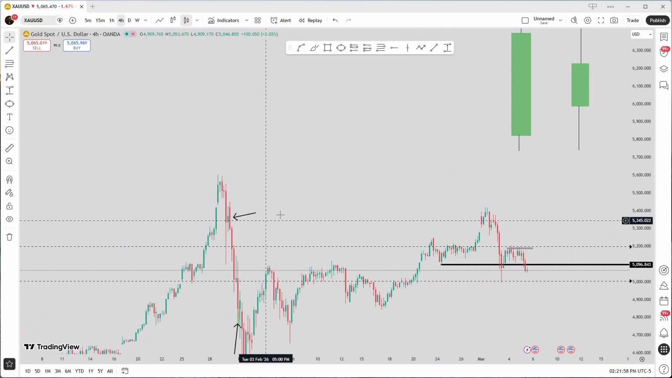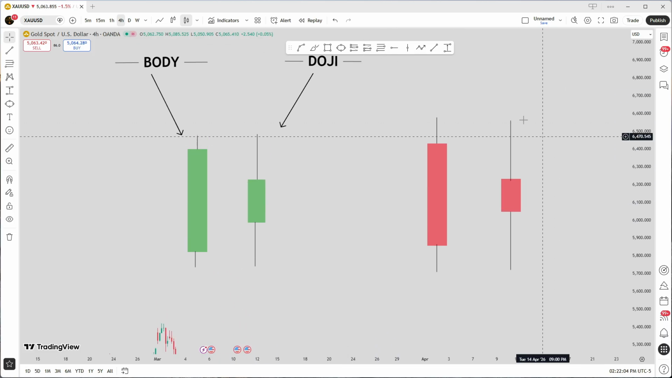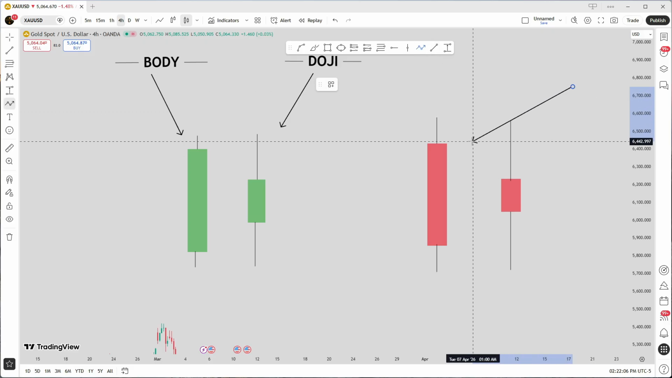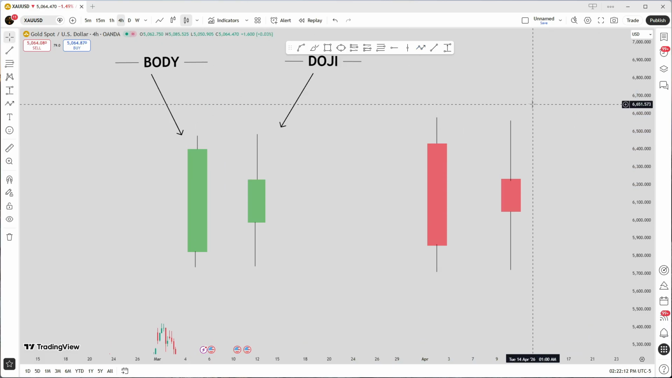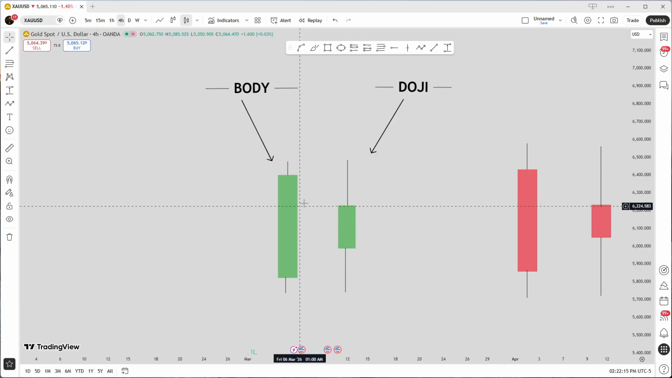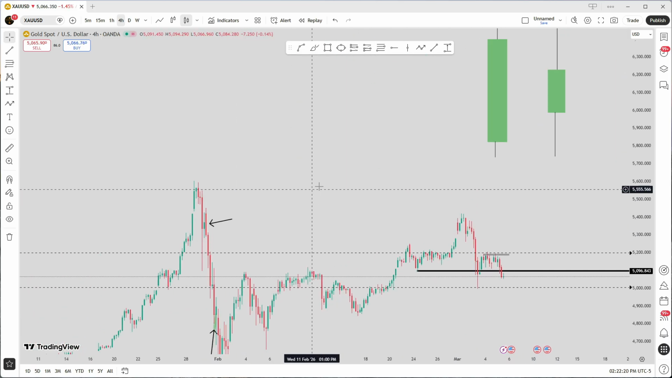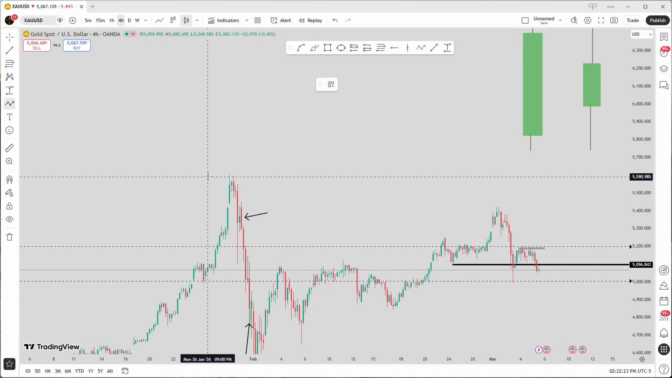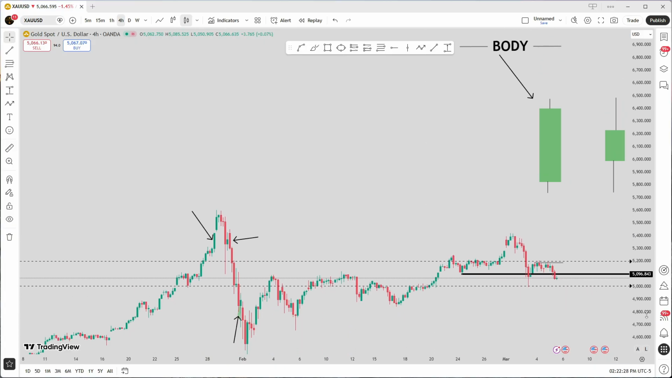So what do these candles mean? These candles can be green or red. It doesn't matter. With the green body candle, that simply means in that candle there are more buyers than sellers, because when the market is going up it's green. Buyers mean green, green means buyers.